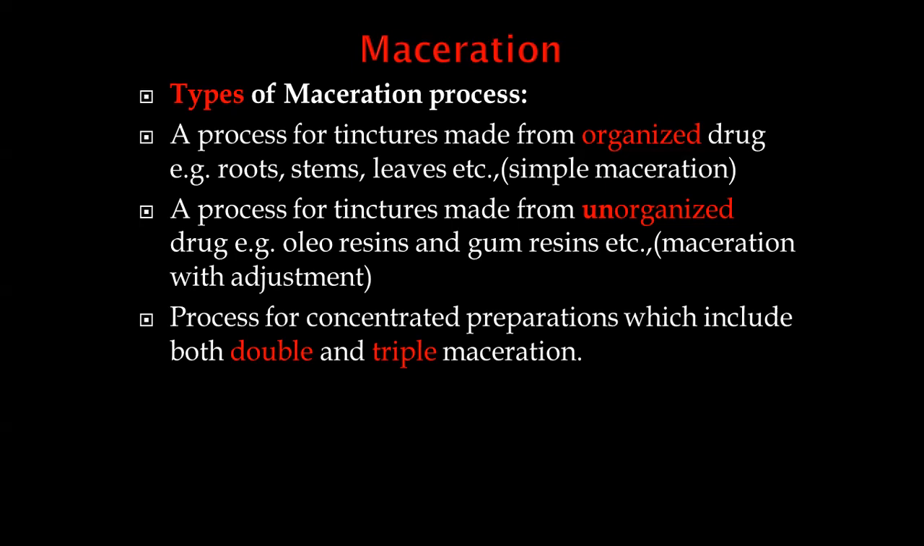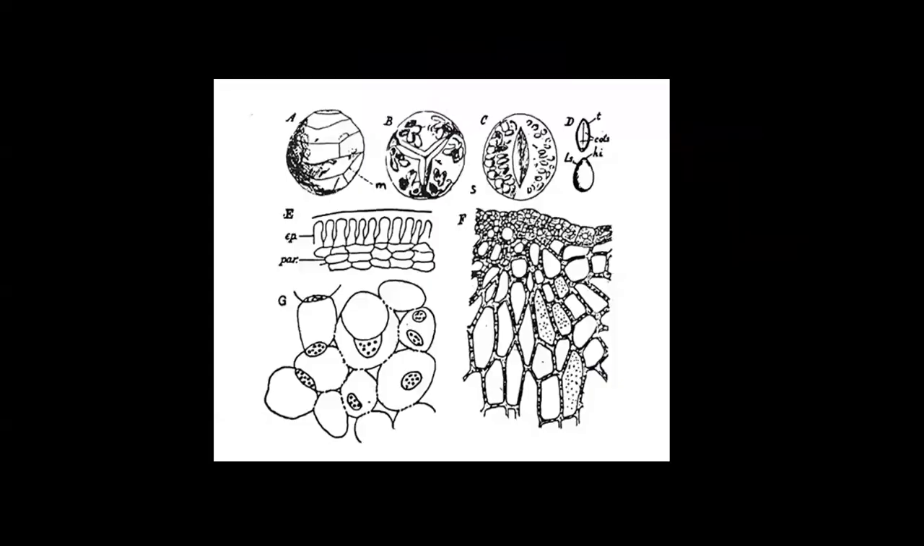The third method is a process for concentrated preparation, which includes double maceration and triple maceration. During concentrated infusion preparation we discussed there are two methods: double maceration and triple maceration. I'll explain the process of double and triple maceration in this part. The organized drug is nothing but a well-defined cell structure. This is to help you understand.